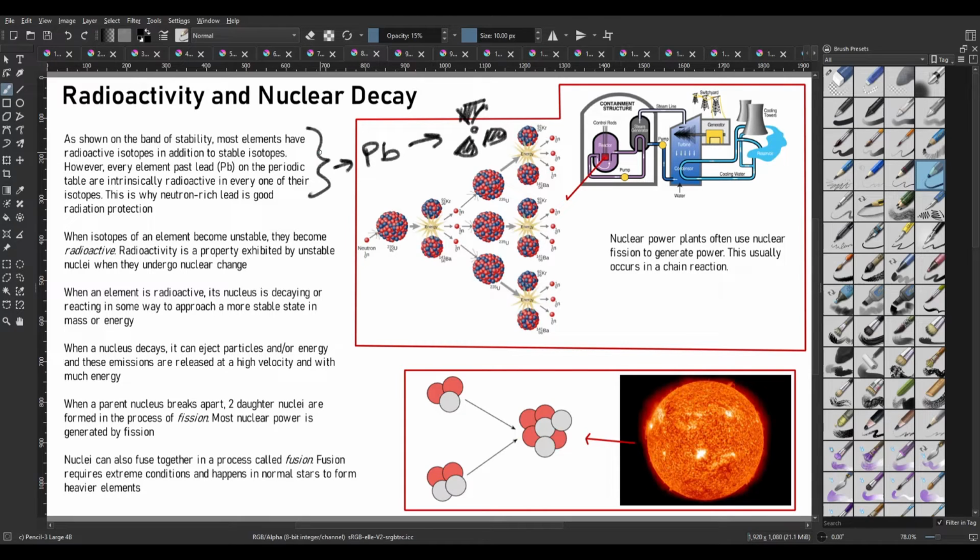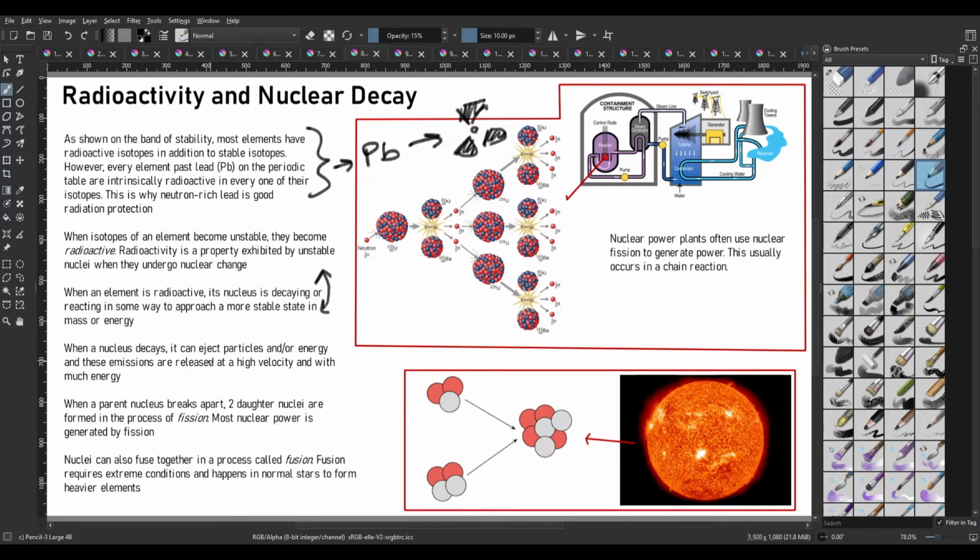When isotopes of an element become unstable, they become radioactive. Radioactivity is a property exhibited by unstable nuclei when they undergo nuclear change. So radioactivity is just when a nucleus is unstable, it's going to change itself by ejecting particles or energy or whatever to try and approach a more stable state. When an element is radioactive, its nucleus is decaying or reacting in some way to approach a more stable state in mass or energy. Mass or energy, that's very important, and these two are synonymous with each other. This is just an elaboration on this part up here.